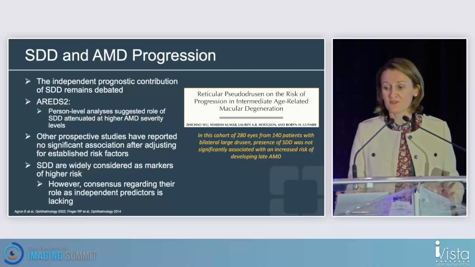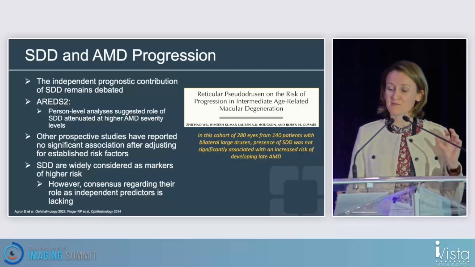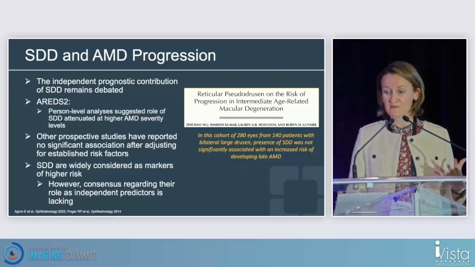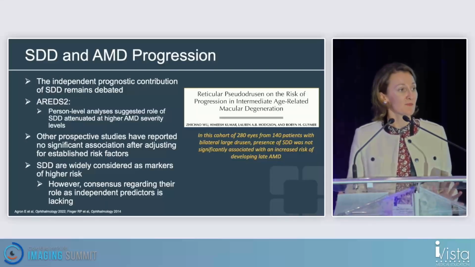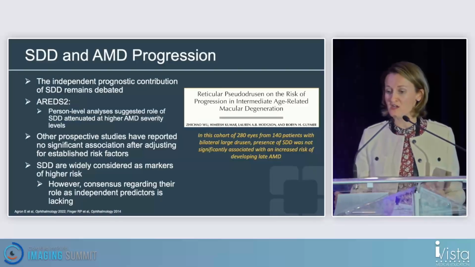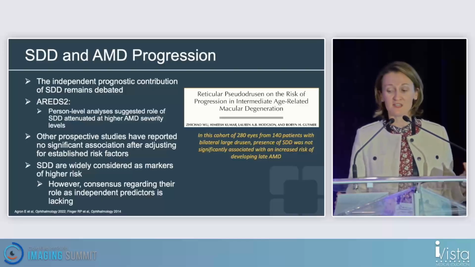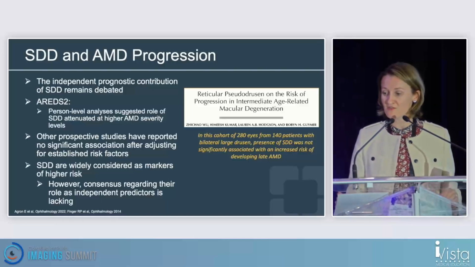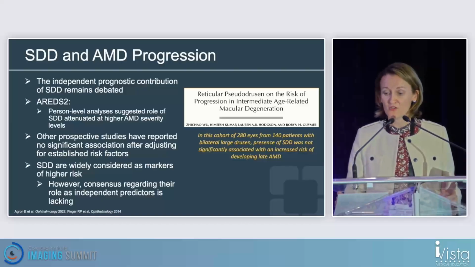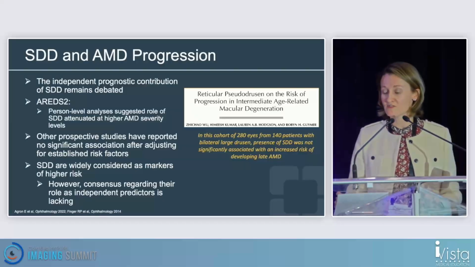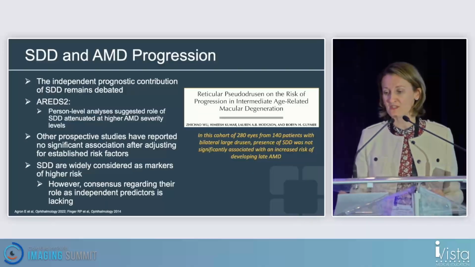But given these findings, the independent prognostic factor of SCD really remains up in the air. Other cohorts have looked at this, including AREDS2, where a person-level analysis did not show a significant association for SCD if you took into account the AMD severity levels. And other studies, such as the one shown on the right, haven't found an association at all. So while SCD are considered markers of higher risk, a consensus as an independent risk factor is really lacking.